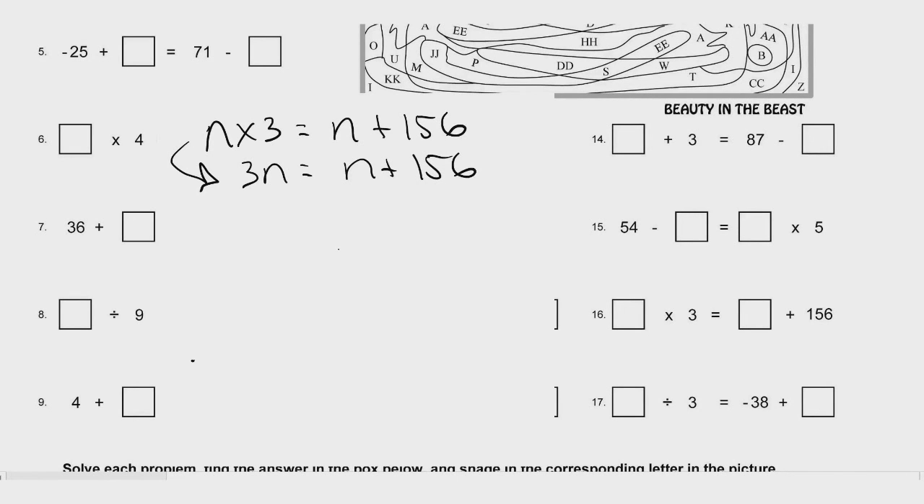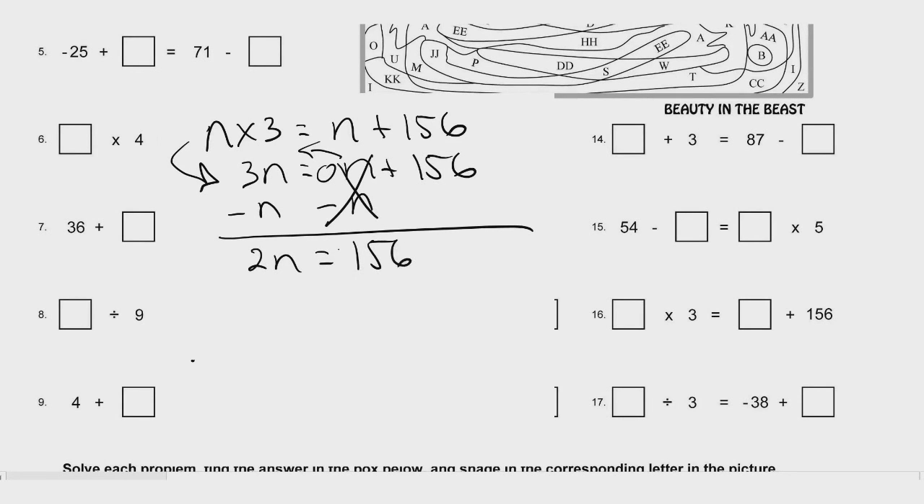Now, we can move whoever we want, but I think we want to move the n to the opposite side to the other n, so they join together and say, hey, what's up, brother? And the 156 is happy by himself. And since there's no sign, we're going to do the opposite, minus n, minus n. 3n minus n gives us 2n. These n's are gone. And we have 156.